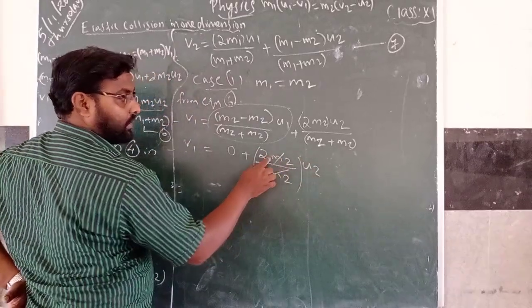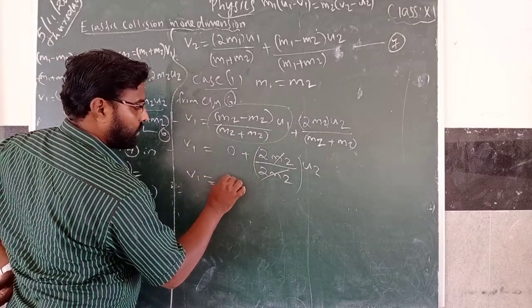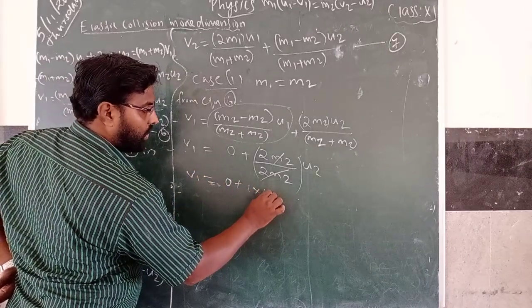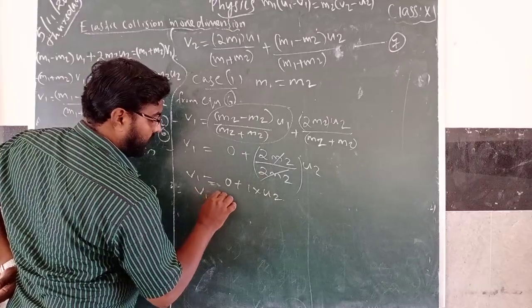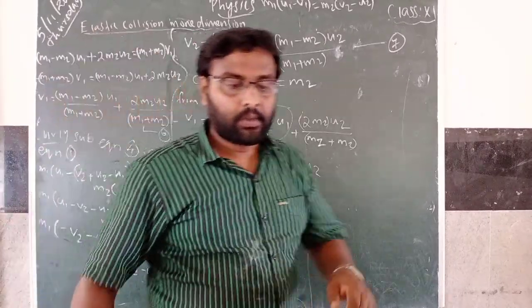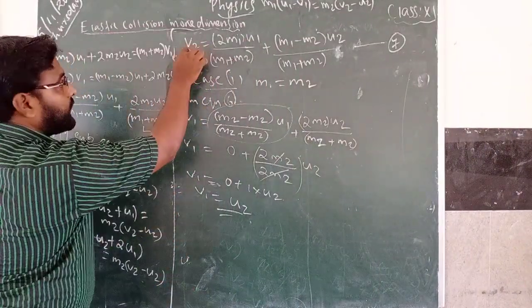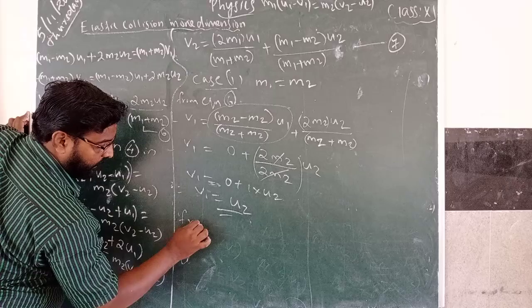Cancel this. So what will we get? V1 is equal to 0 plus 1 into U2. So V1 is equal to, you will get U2. So V1 is equal to U2. Now you have to take this equation from equation 7.